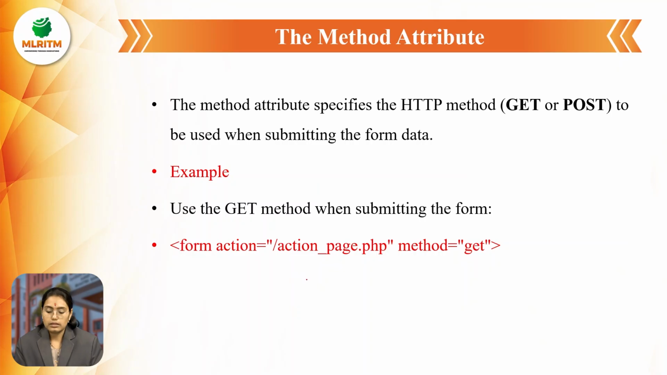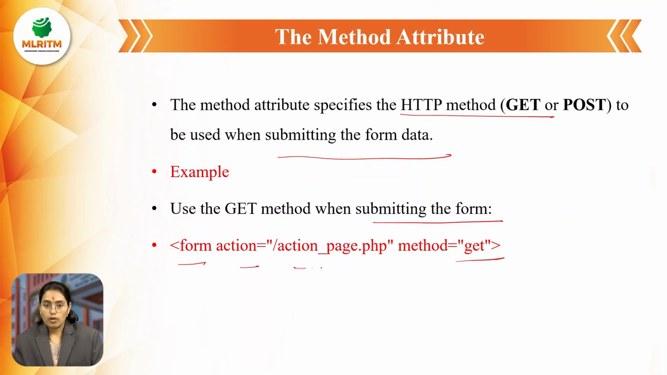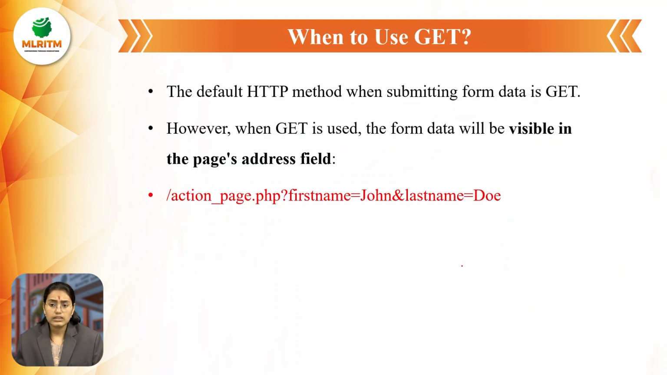Let's see the method attribute. What is the method attribute? The method attribute specifies the HTTP method, how we are going to submit to the server, using a get method or post method. For example, use the get method when submitting the form. When we need to submit the form, we use this get method, because in the form, whatever source action page we want to add, we add it here, and the method is get. We are getting the information.